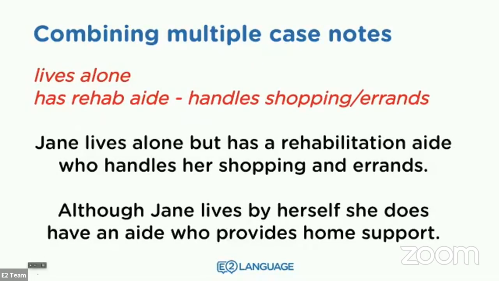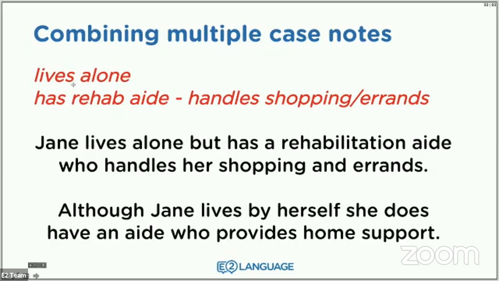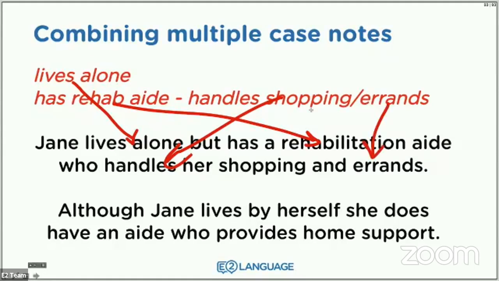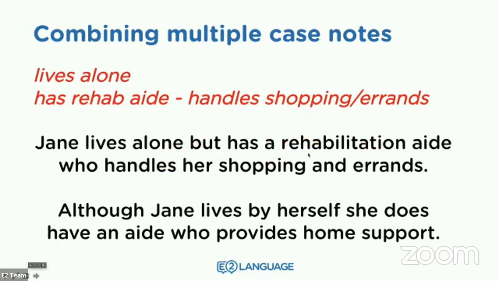The first one I have, well, these are both complex sentences. Let's read the first one. Jane lives alone, but has a rehabilitation aide who handles her shopping and errands. Okay, so I've really done a literal, I've just taken that, that handles that, and that, right? So I've really just taken that whole thing and put it into a sentence. This one is, I've written it in my own words, and that's probably a little bit better to do as long as it says the same thing. Although Jane lives by herself, she does have an aide who provides home support.